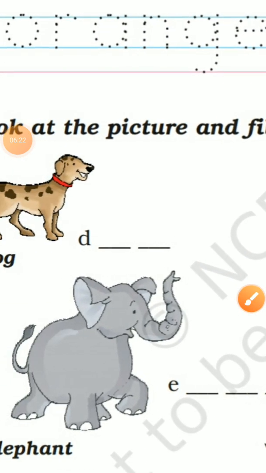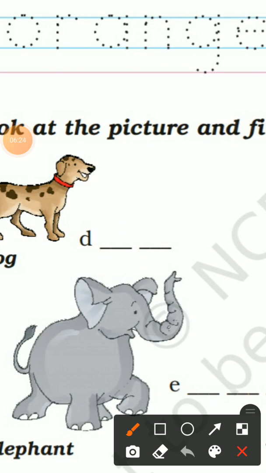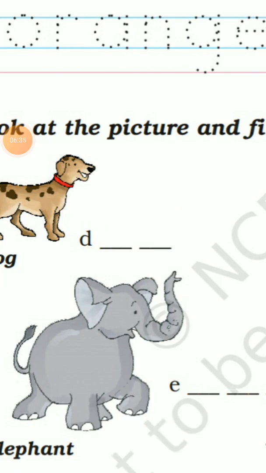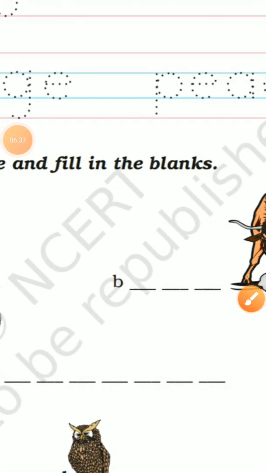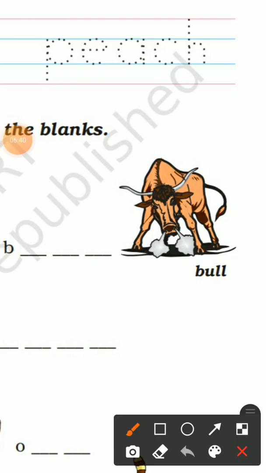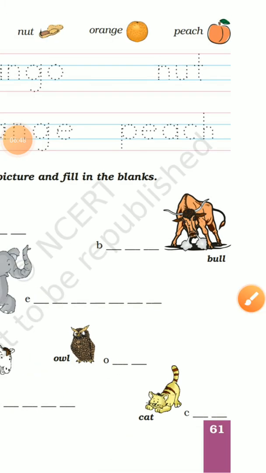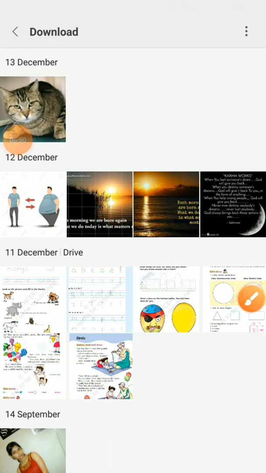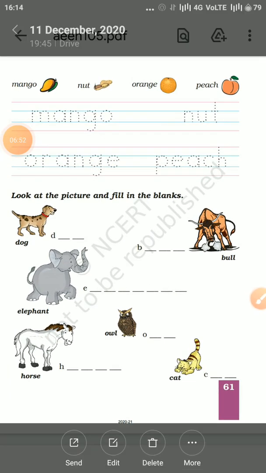Let's do it. Okay, what is the spelling of dog? Yes, we can see the spelling of dog from here. D is already given. Fill the given blank. O and G. In the same way, do the next one. Next one is bull. What is the spelling given here? B-U-L-L. So fill the blanks. In the same way, complete this exercise. And I know you can easily do it.